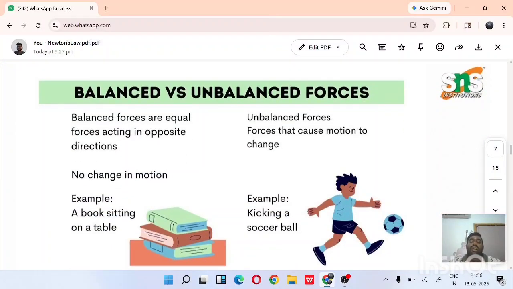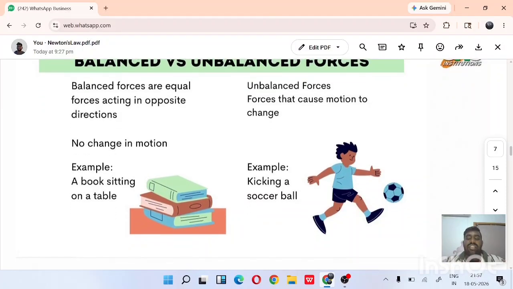Then, coming to the third law, action and reaction. Newton's third law says that for every action, there is an equal and opposite reaction. For example, while walking, our foot pushes backward against the ground and the ground pushes forward with equal force to help us move. Jumping example: during jumping, the athlete pushes downwards, and the ground reaction force pushes upwards.